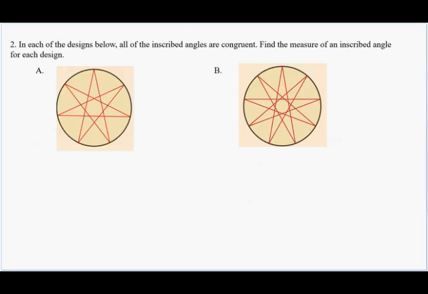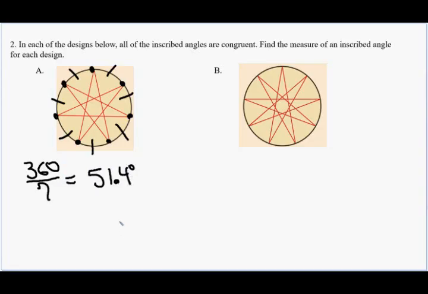Up next, in each diagram below, all inscribed angles are congruent. Find the measure of an inscribed angle. So if we look at this, we've got the points where that design touches the circle. Let's see how many different arcs we have. I'm going to mark them off. 1, 2, 3, 4, 5, 6, 7. So the full 360-degree circle has been divided into 7 equal arcs. Those are each about 51.4 degrees.